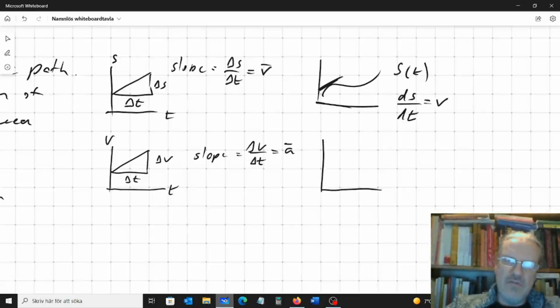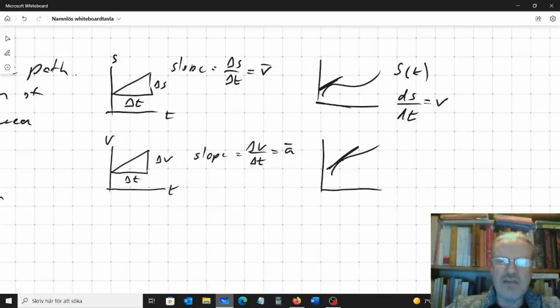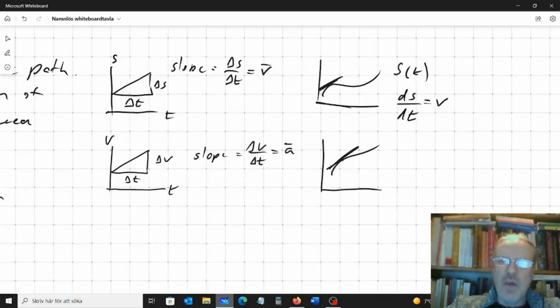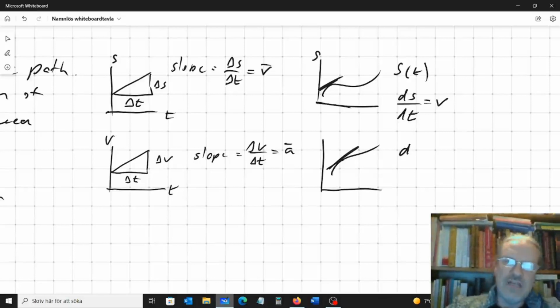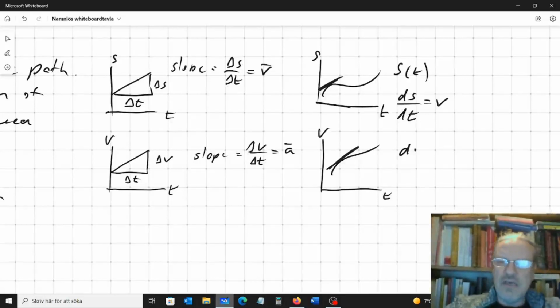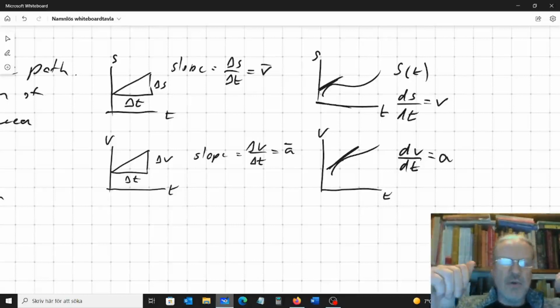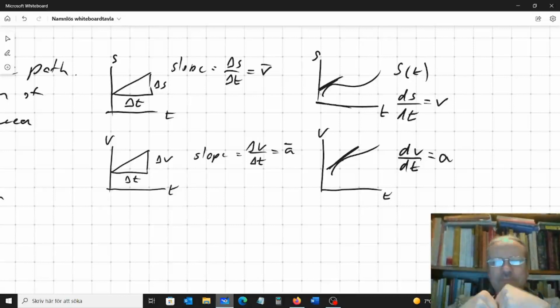And here, if we have a v-t graph, same thing. If we want to have the acceleration at a certain point, we take the v-t graph and take the derivative of v with respect to t, and that will give us the acceleration a at that particular point. So we can find velocity and acceleration through derivatives.